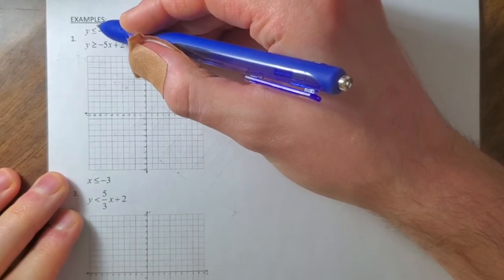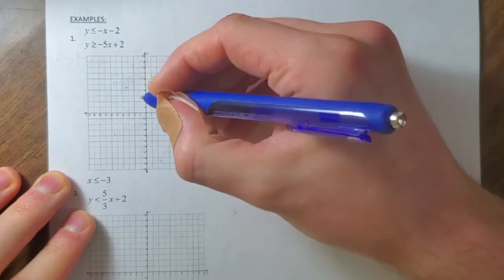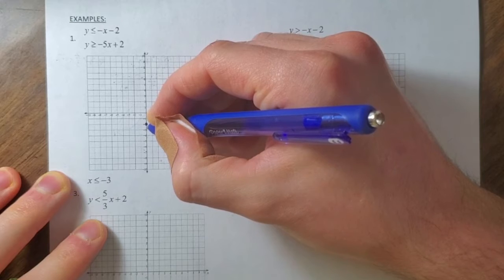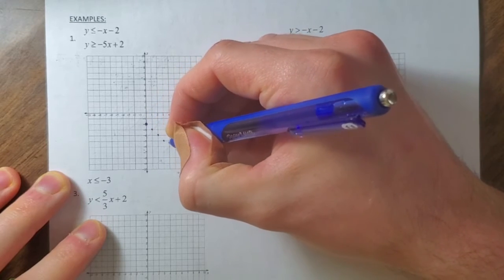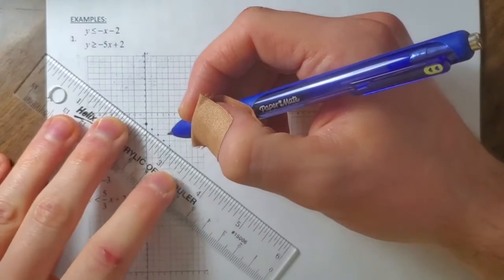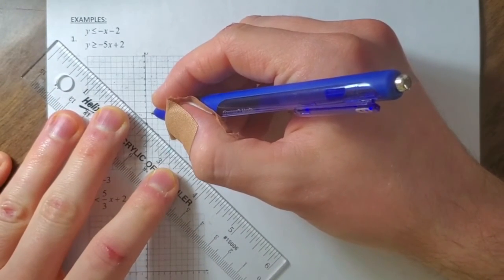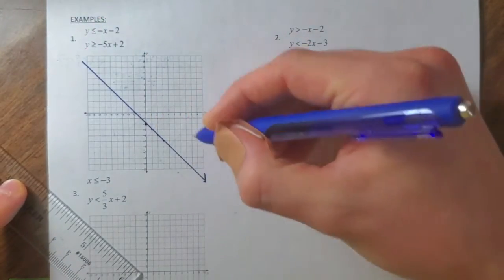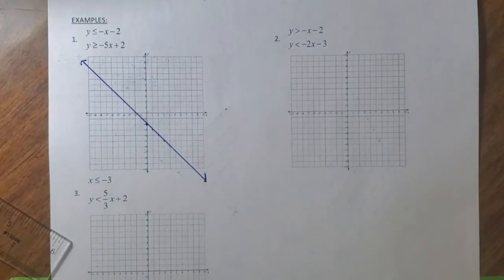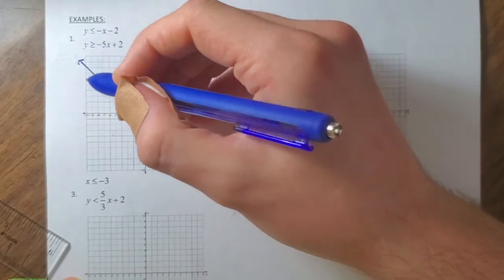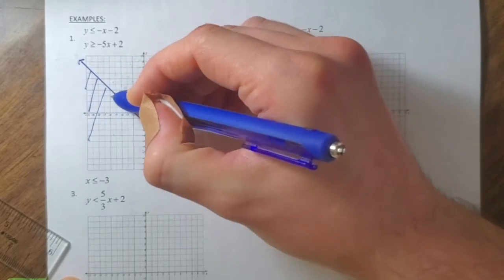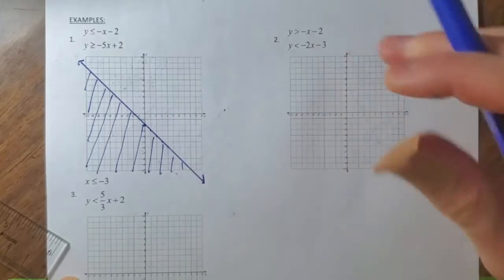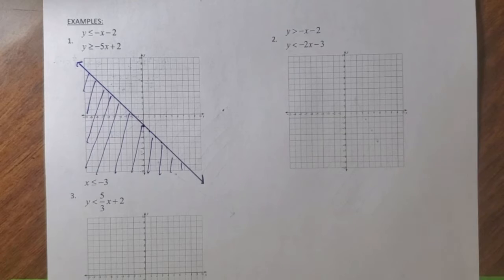So starting off, we've got y is less than or equal to negative x minus 2. Let's plot our y-intercept of negative 2 here, and then we'll make our slope of negative 1 carry down a few points so we can graph it. We've got a less than or equal to sign, which means we want to make a solid line this time. And we can see that y is less than our line that we just drew. So let's shade in below the line. And we've got our first inequality done.